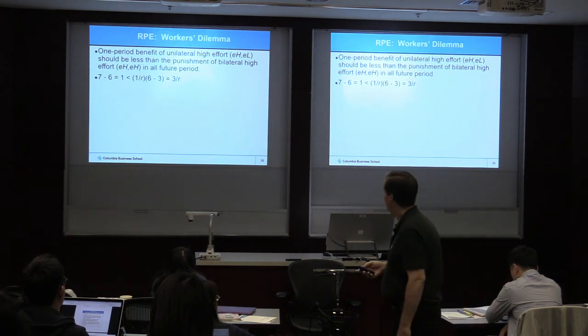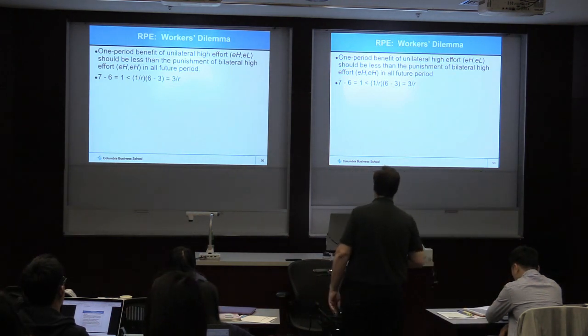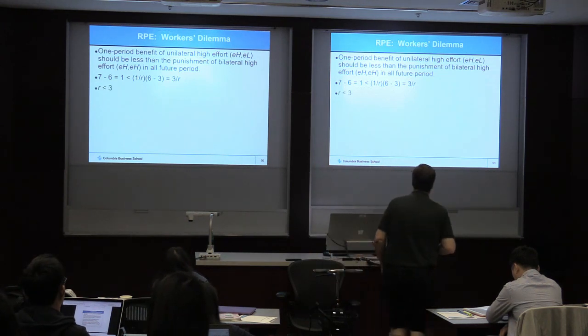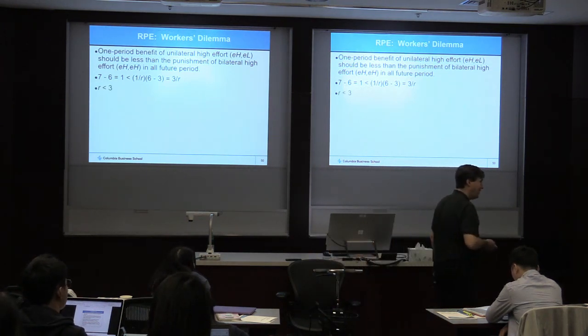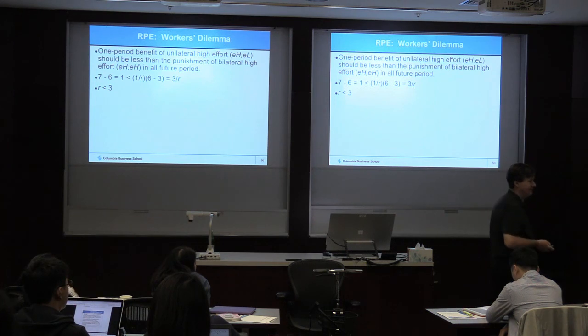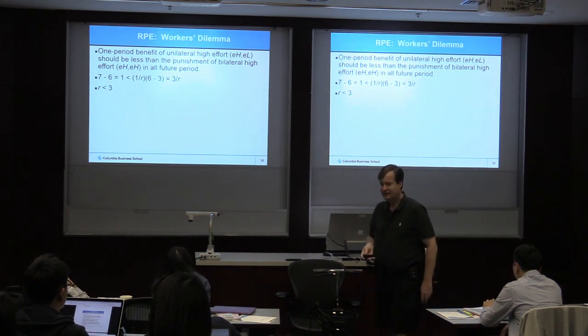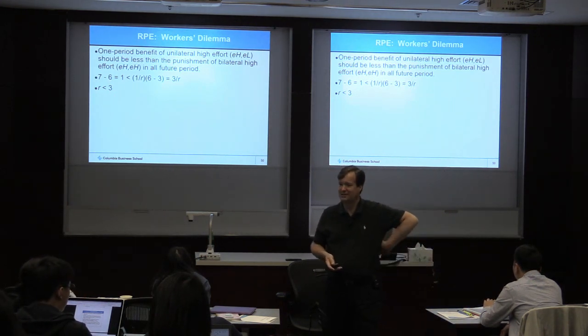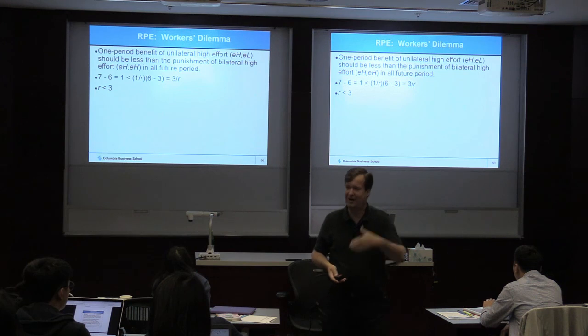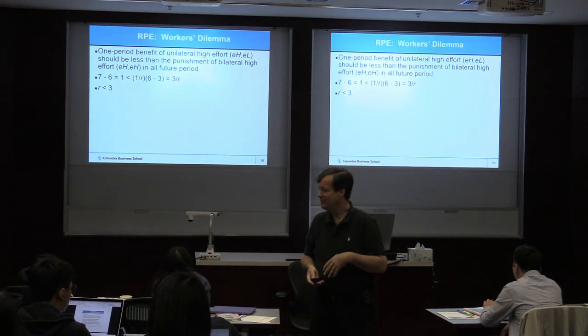Okay, so as long as R is less than 3, not a third, 3, then delta is 1 over 1 plus 3, or a quarter. So there has to be at least a quarter of a chance you'll survive and play in the next period, if you want to think of it that way, in order to support collusion.